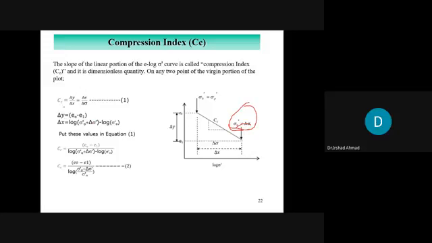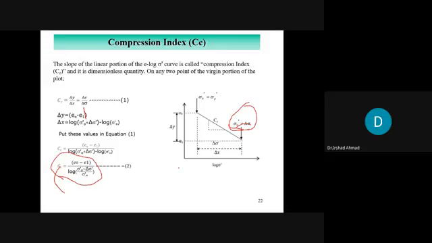So you put these in this equation. You will get Cc is equal to this. But you know that log with a minus sign would become division: log of sigma naught prime plus delta sigma over sigma naught prime. So this is the equation of Cc. This is how from the graph you will find the value of Cc.